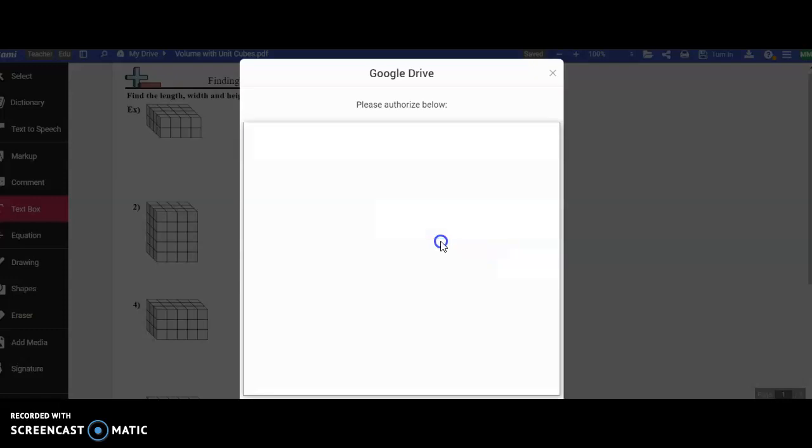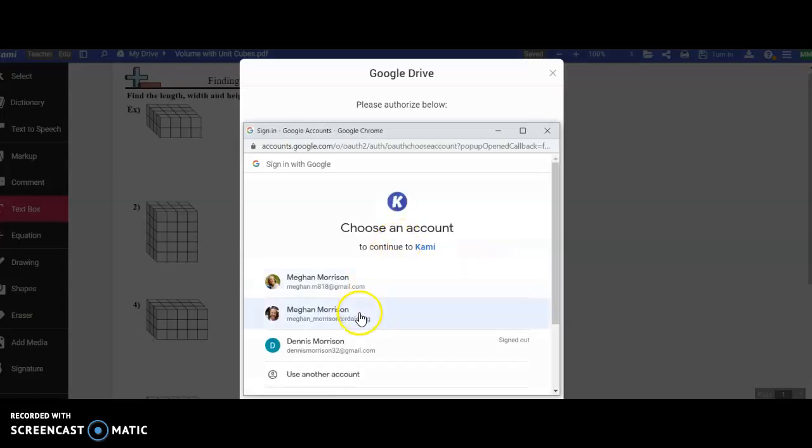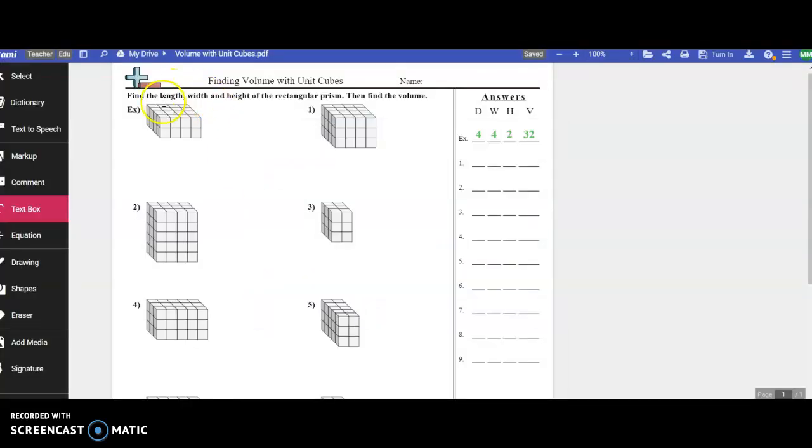So what it's asking is to find the length, width, and height, then the volume. I don't know what that D stands for, but so length, width, height, volume, just like I was showing you. Maybe they're saying depth, width. I don't know what that D is for. Anyway, length, width, and height, and then the volume is the total cubes.